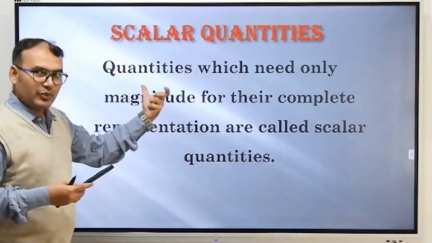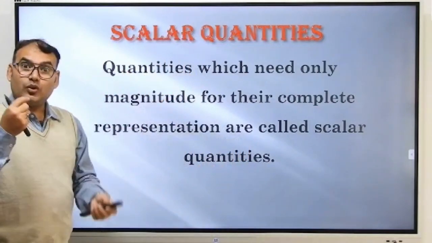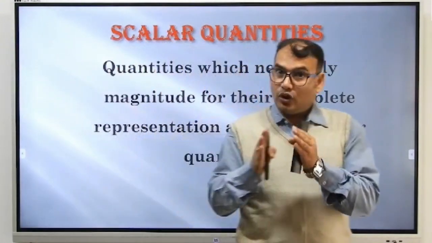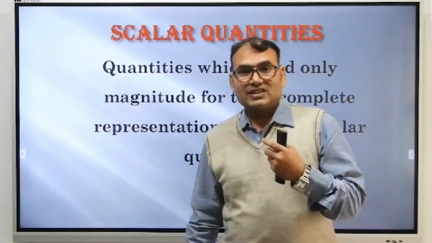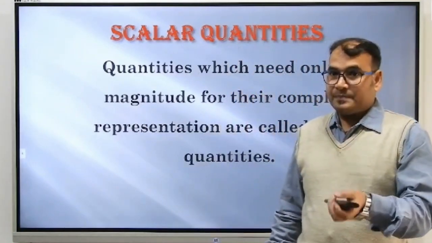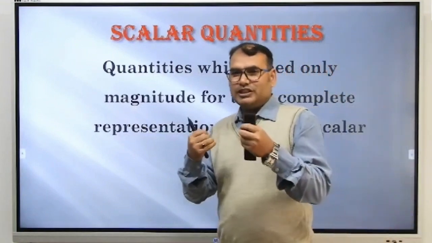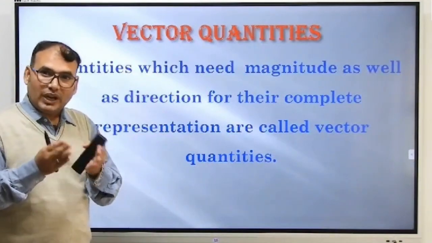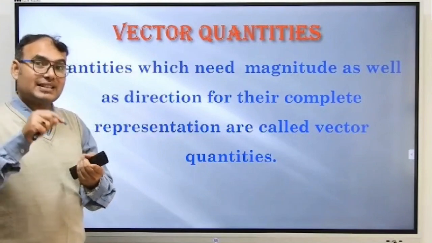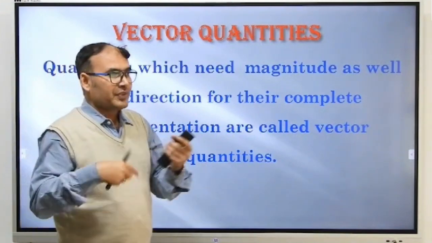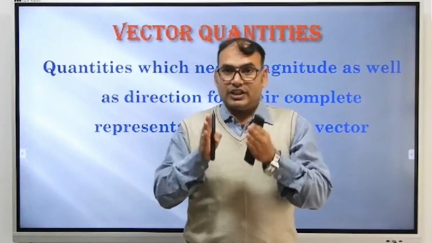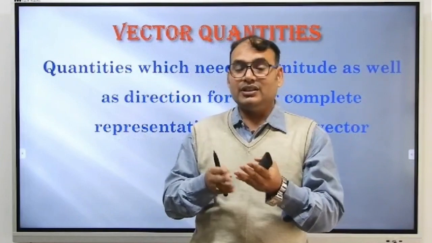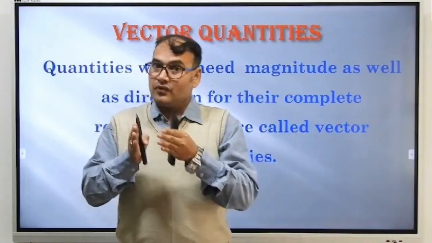So the definition of a scalar quantity is the quantity which requires only magnitude for its complete representation. Now coming to the vector. Vector quantities are the quantities which require magnitude as well as direction for their complete representation. I am repeating, if any physical quantity requires magnitude as well as direction for its complete representation, then we will say that particular quantity is a vector quantity.